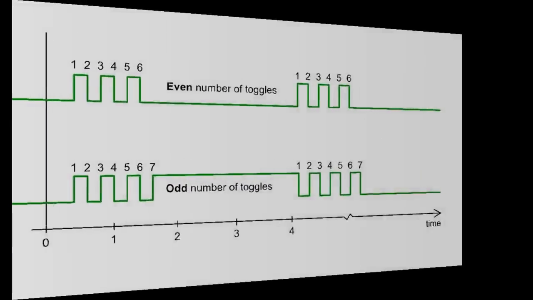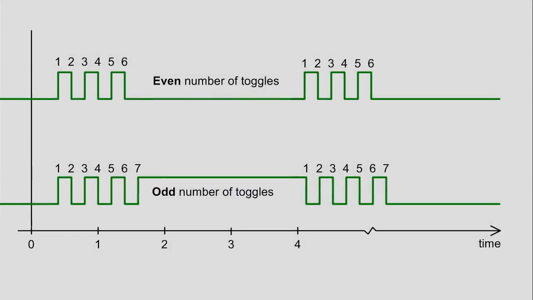But speaking of the number of iterations, if you consider the state of the LED after the whole for loop, it will remain the same after an even number of toggles and will switch after an odd number of toggles.